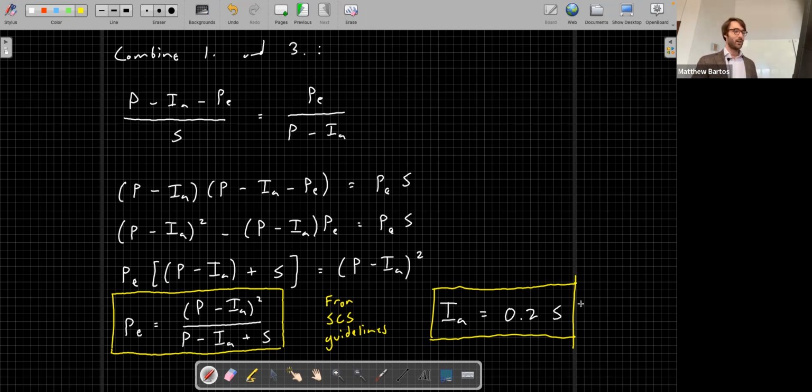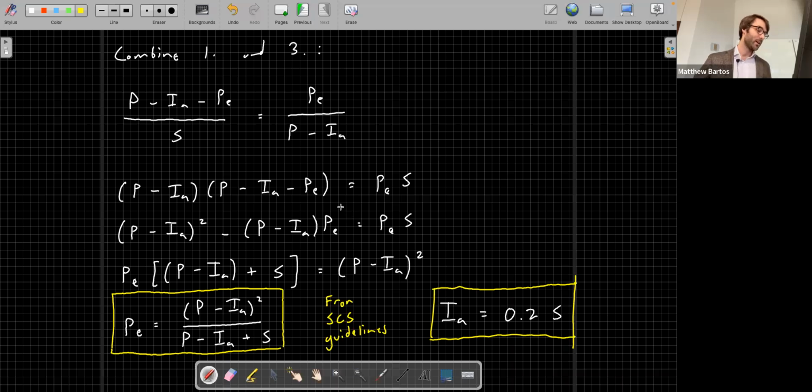Okay, so what I'm going to do is finish deriving the SCS equation. I am then going to show how you can use this to compute the excess precipitation or runoff for an example catchment with given land cover data.